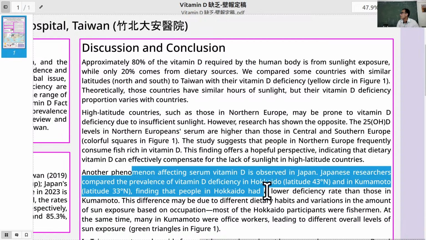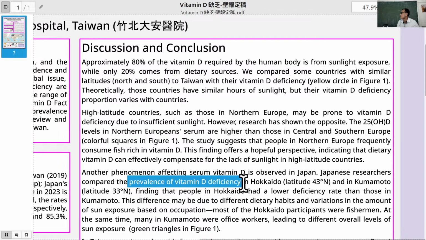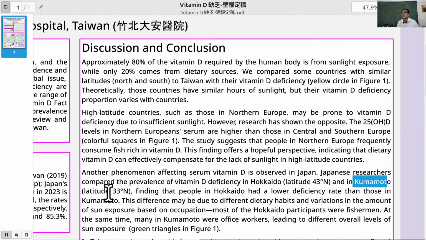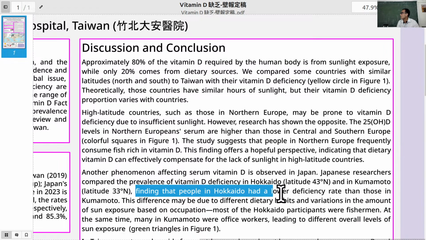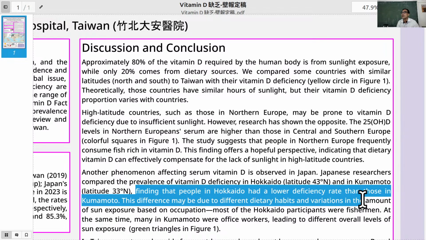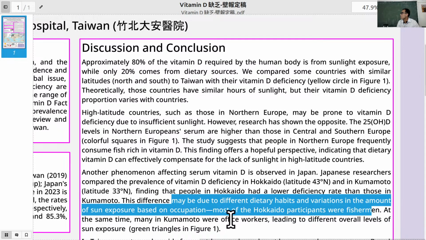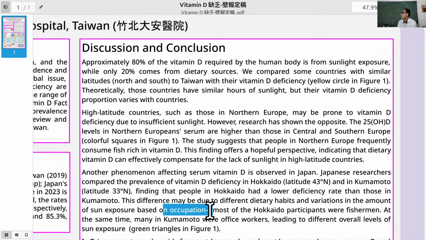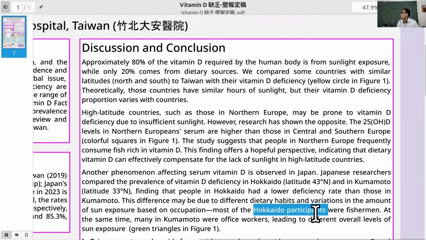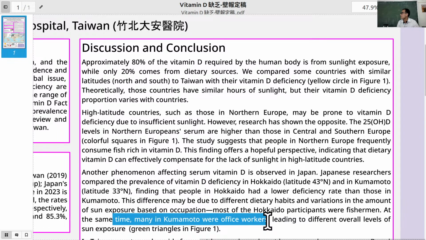Then another phenomenon affecting serum vitamin D is observed in Japan. Japanese researchers compared the prevalence of vitamin D deficiency in Hokkaido, which is at a higher latitude in Japan, and Kumamoto, which is lower. The latitude is 33 degrees north. They found that people in Hokkaido had a lower deficiency rate than those in Kumamoto. The differences may be due to different dietary habits and varying amounts of sunlight exposure, because their occupations and working styles are different. The Hokkaido participants who joined the survey were mostly fishermen, while many Kumamoto participants were office workers leading a different overall lifestyle.